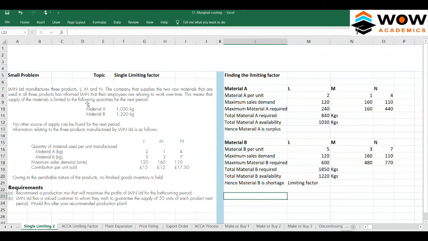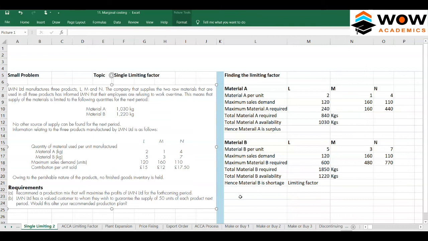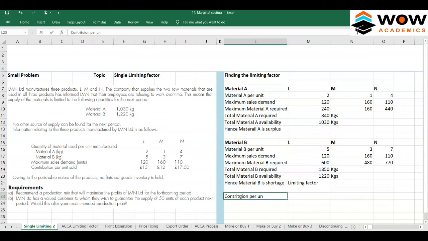So we have gone through that. We have to tell a production mix. Of course, he has given us the contribution per unit, and we also have to put a rank.